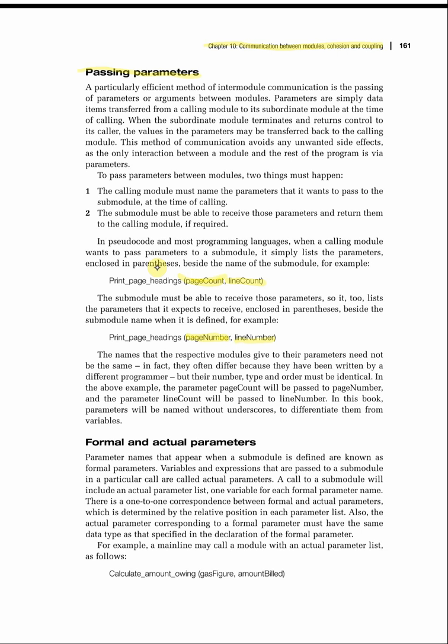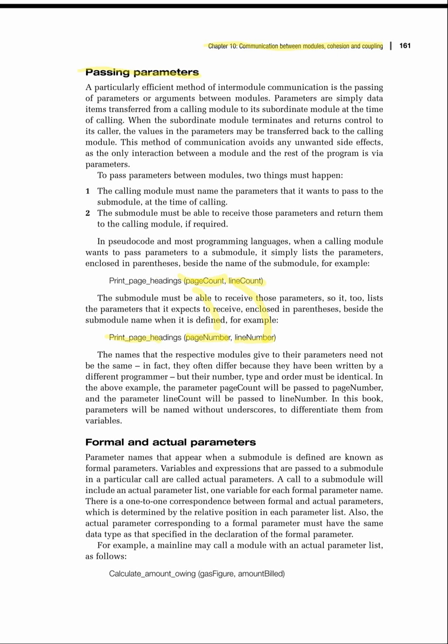So what this enables us to do is avoid any potential, or hopefully avoid any potential for side effects. So I am passing page count down here to the called module, and instead of calling it page count, I'm going to call it page number. Problem averted. I'm going to pass line count down here to my called module, and instead of calling it line count, I'm going to call it line number. Any potential side effect has been avoided.